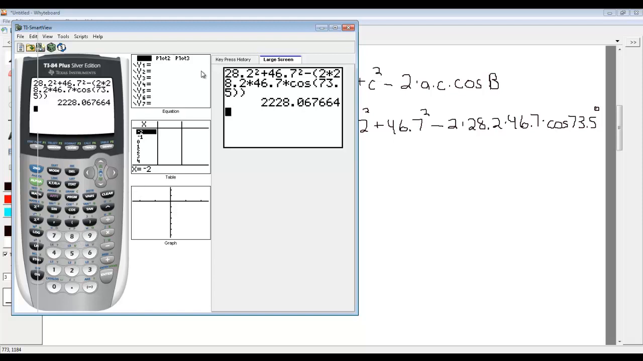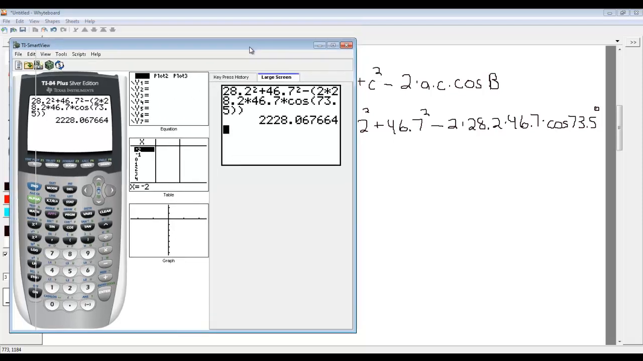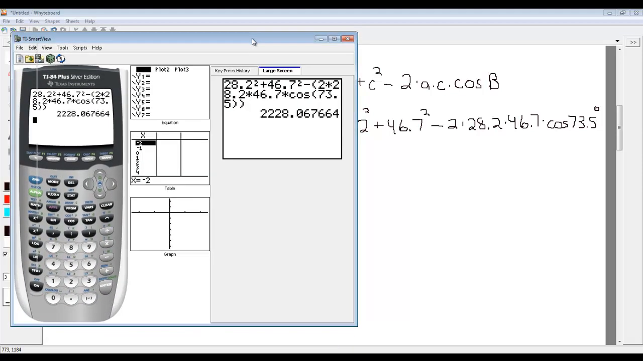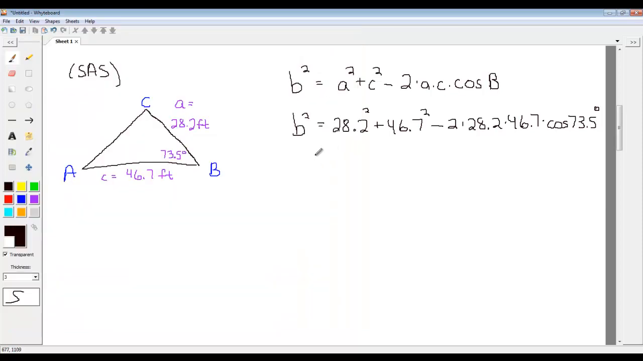Make sure I put everything in correctly. It was 28.2 squared plus 46.7 squared minus 2 times 28.2 times 46.7 times cosine 73.5. And this is in degree mode, right? Yep. Just double checking. Okay, and then that's supposed to be B squared, so then square root of the answer, enter, and you get that. So B is around 47.2 feet.